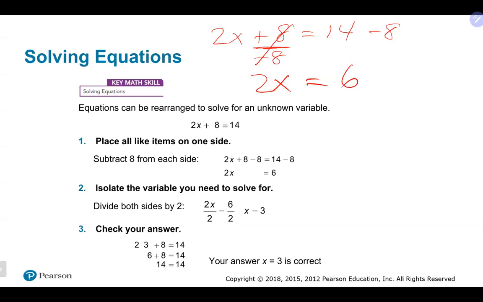Now I want to get x by itself. When I look at 2x, that's basically 2 times x, right? So to get the 2 to the other side, the opposite of multiplying is dividing, right? So I got to take the 2 to the other side. Those guys go away, gives me x is equal to 3. So we do have a lot of formulas.